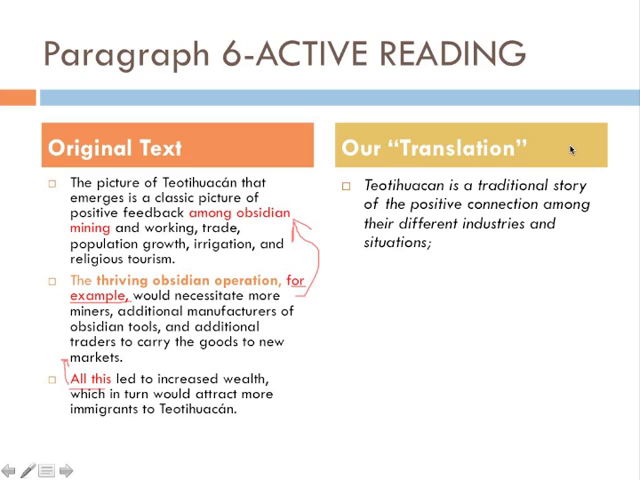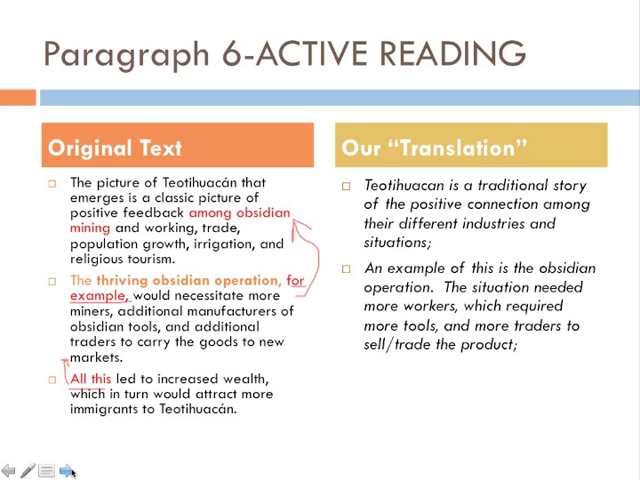It's a traditional story, and it's talking about the positive connection among these different industries, like obsidian mining and working, trade, population growth, irrigation, and religious tourism. So I see the words "positive feedback." In other words, a feedback is when all of these particular things are connected to each other in some way. They help give positive connections among each other, sort of giving each other some help, so to speak.